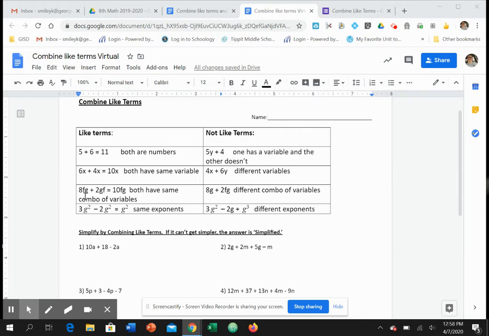Same thing here if it has an f and a g. It doesn't matter if the g comes first or the f. They're both exactly the same because they both have the same letters, the same variables. So you could then add them together.